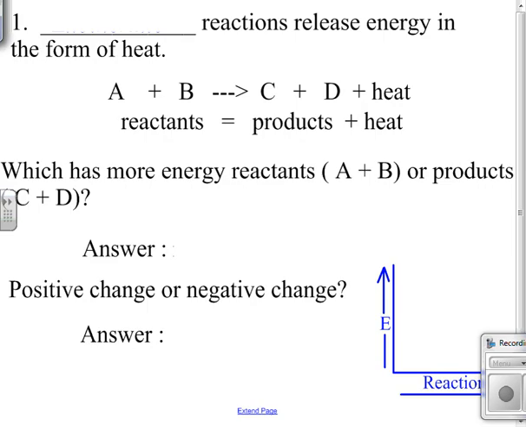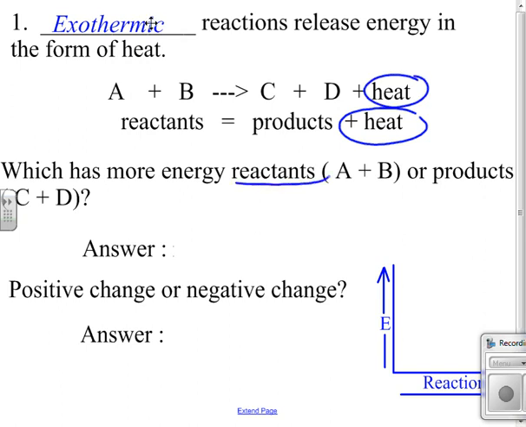First, a few definitions. Those reactions which release energy in the form of heat are called exothermic reactions. Here the reactants change to the products and they release heat, so heat is on the product side. And because heat is on the product side, the reactants have more energy than the products. If we look at the equation, the amount of heat in the reactants equals the heat in the products plus an additional amount of heat.